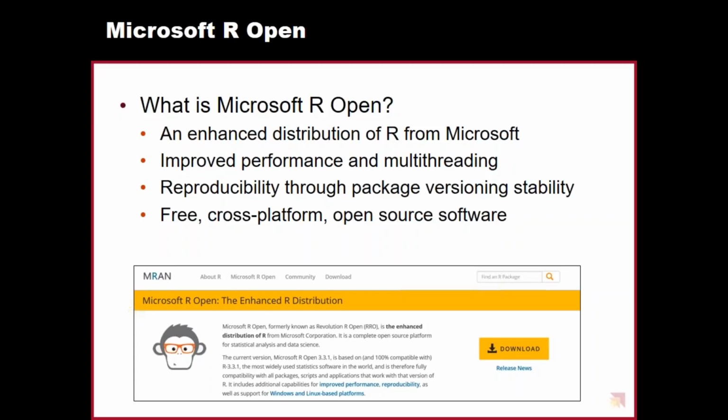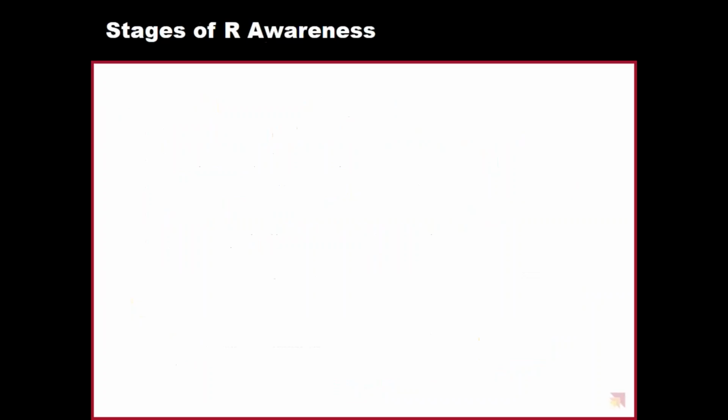But they see a huge future with R, so by creating their own implementation, they're able to control the performance and the multi-threading support and a little bit of better stability through package versioning. Okay, now this is available for download.